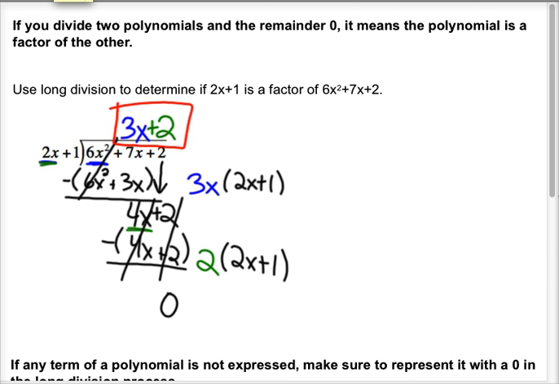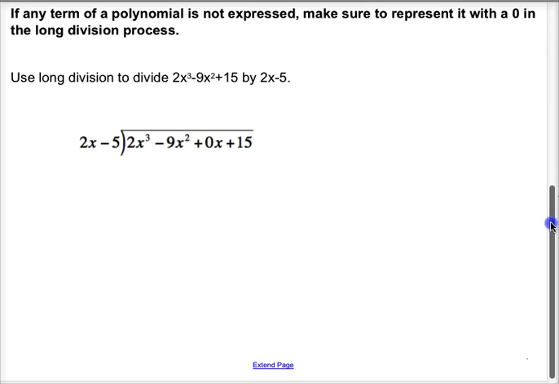Now there is one more trick that I need to teach you. If any term of a polynomial is not expressed, make sure to represent it with a 0 in the long division process. So what do I mean by that? Well, 2x cubed minus 9x squared plus 15. I want you to notice there's no x term there.